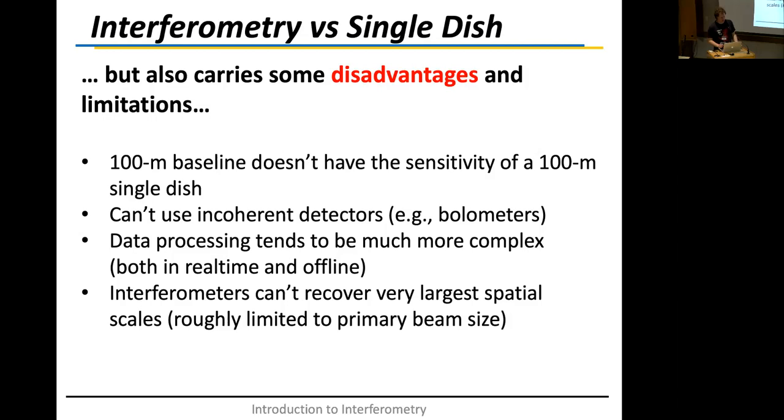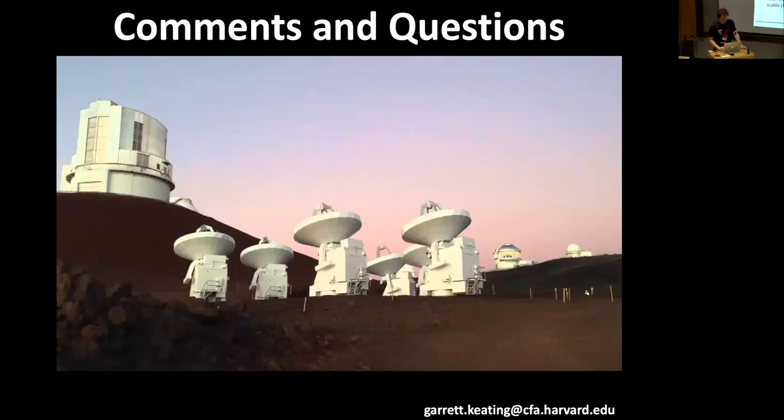And as I said earlier on, interferometers are not sensitive to the so-called zero spacing, the very largest spatial scales on the sky. You're only sensitive to things that are basically the size of the field of view of the telescope and smaller. All right, so that's it. Any questions?